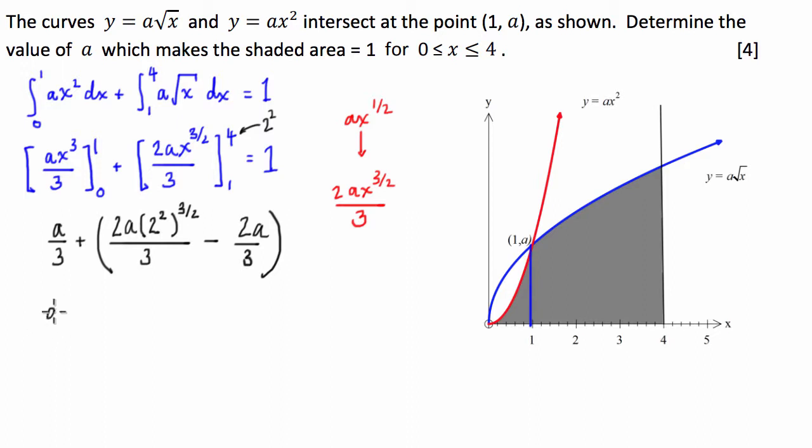So we're still going to have our a over 3 plus. Now this one here, when we put our indices into a bracket, we multiply the powers together. So 2 times 3 over 2 is 6 over 2, or just 3. 2 to the power of 3 is 8. So this is going to be 2a multiplied by 8 over 3. Then we've got minus 2a on 3.